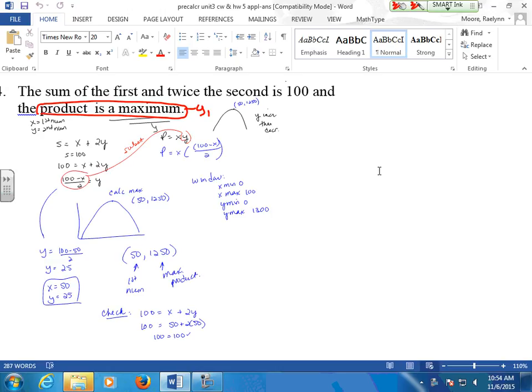Okay, so now, we have to have another piece of information to substitute out that Y. So they gave us the sum of the first and twice the second, X plus 2Y, is 100. That's our second equation. Solve for Y in terms of X and substitute that back into here. Now, you don't have to distribute, you don't have to break anything up, just plug it right in.